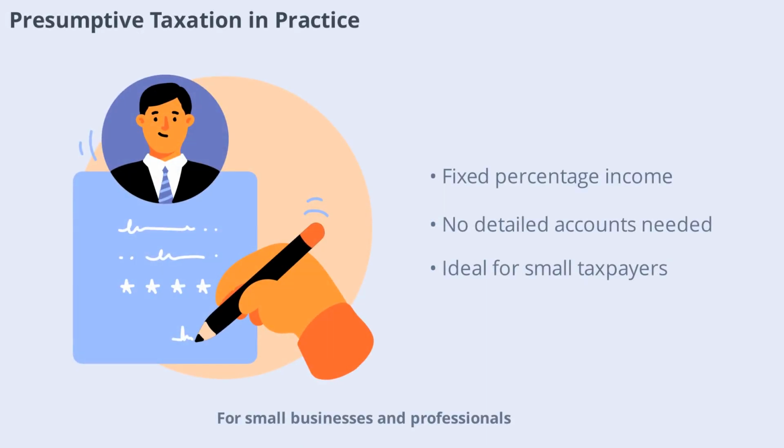For small businesses and professionals, presumptive taxation under Sections 44AD and 44ADA simplifies compliance. Declare a fixed percentage of turnover as income, and you're deemed to have claimed all deductions. This scheme is ideal for those with simple finances and minimal expenses.